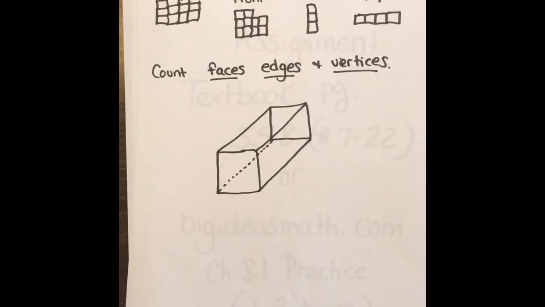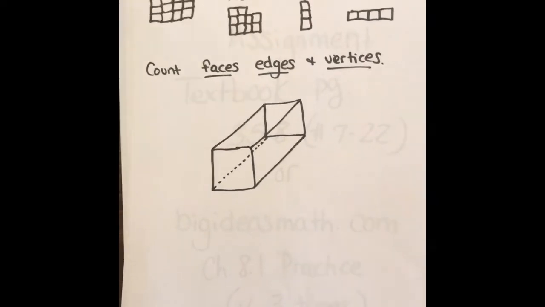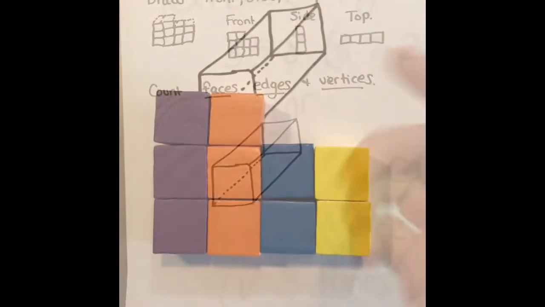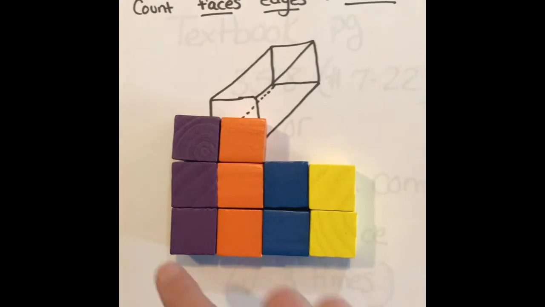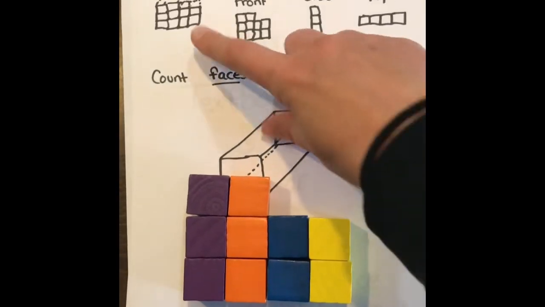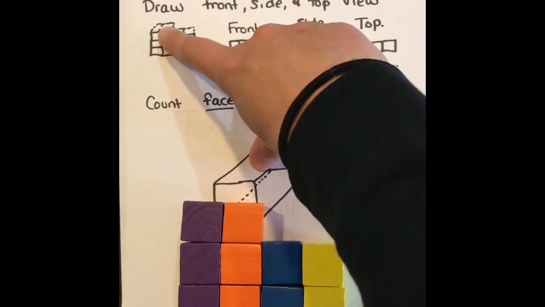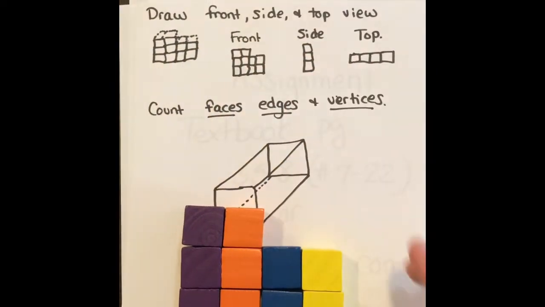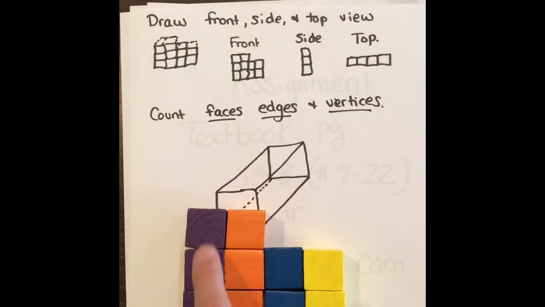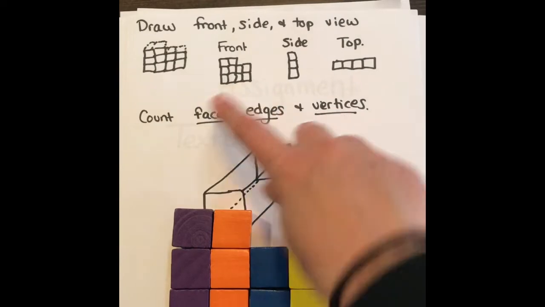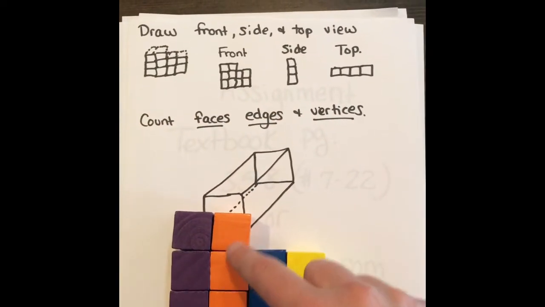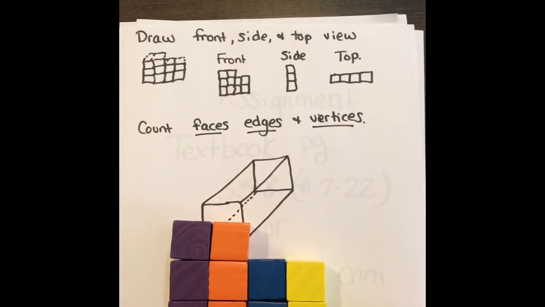Okay, let's talk about three-dimensional figures, drawing the front, side, and top. So this would be your shape with the blocks that would look like this. So there's 3 high, then 2, then 2. So if you were looking at it from the front, this would be your front view. You would see 1, 2, 3 blocks, 1, 2, 3 blocks, 1, 2, 1, 2.